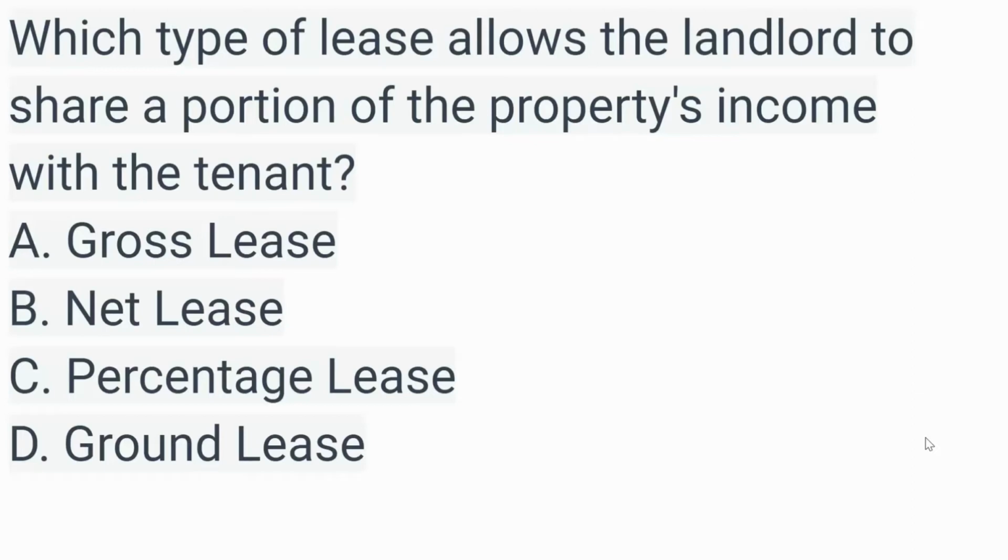Which type of lease allows the landlord to share a portion of the property's income with the tenant? A, gross lease. B, net lease. C, percentage lease. D, ground lease.